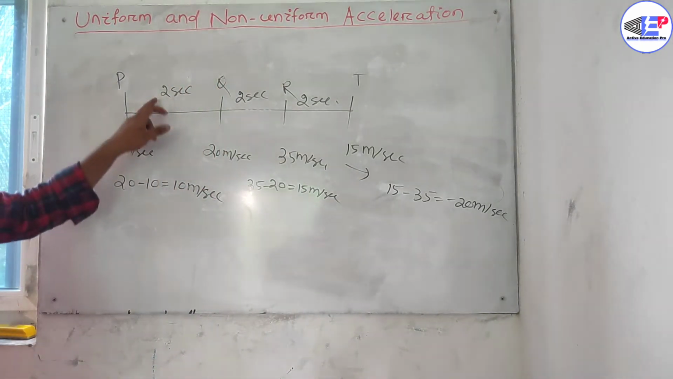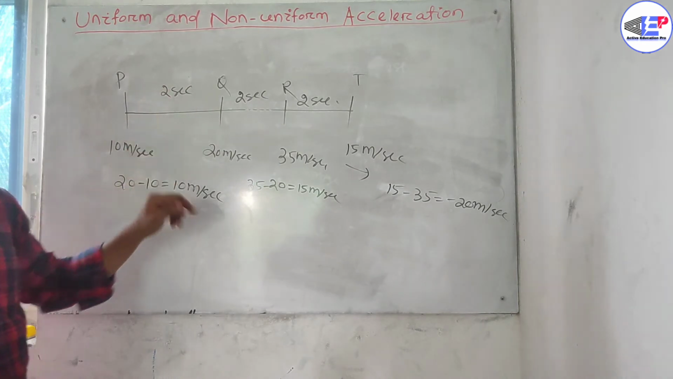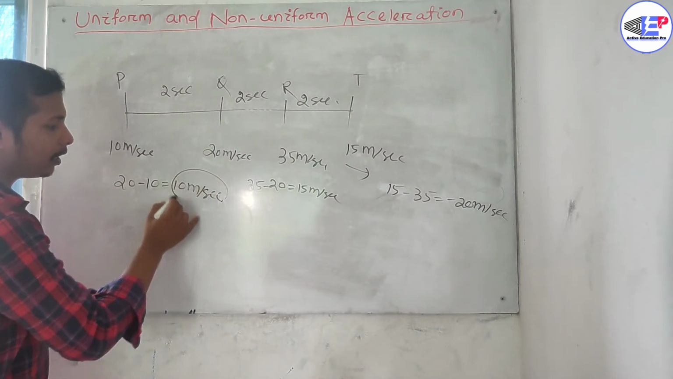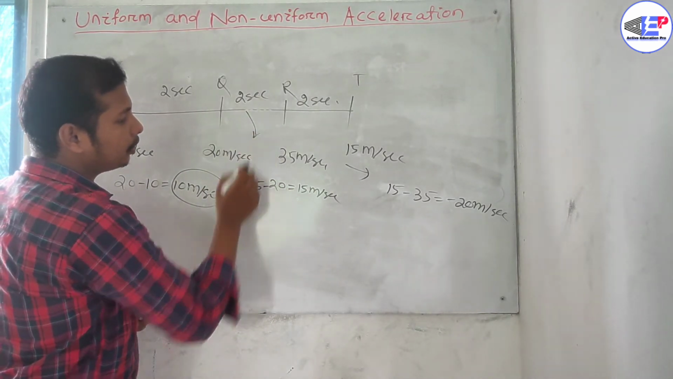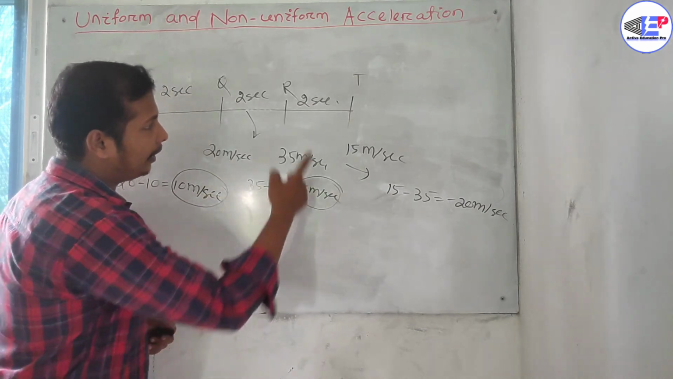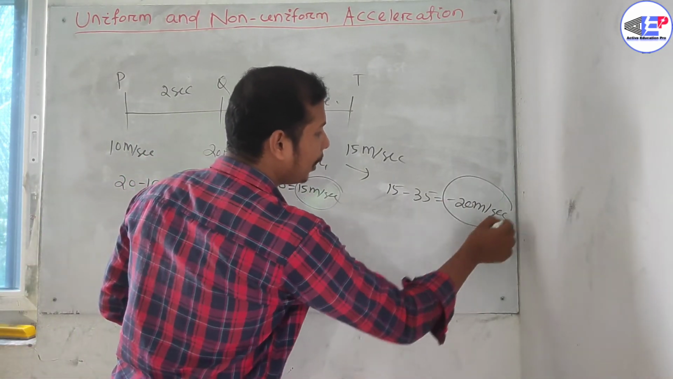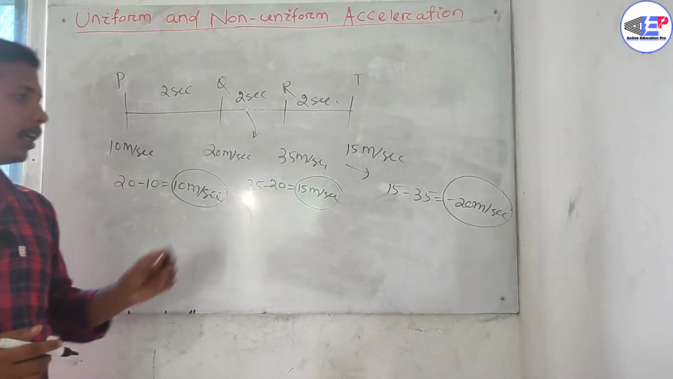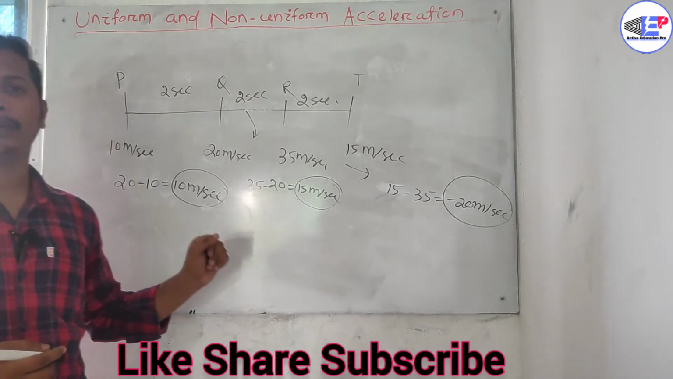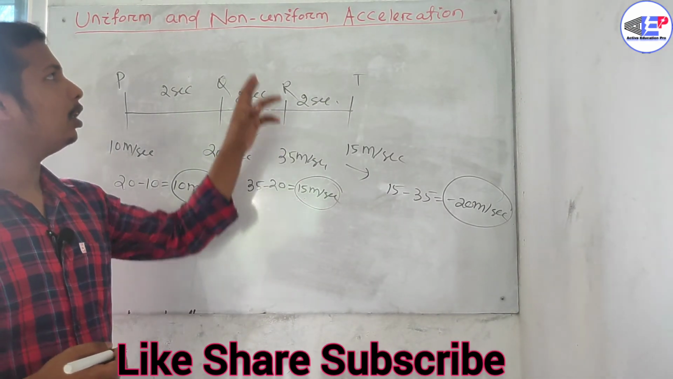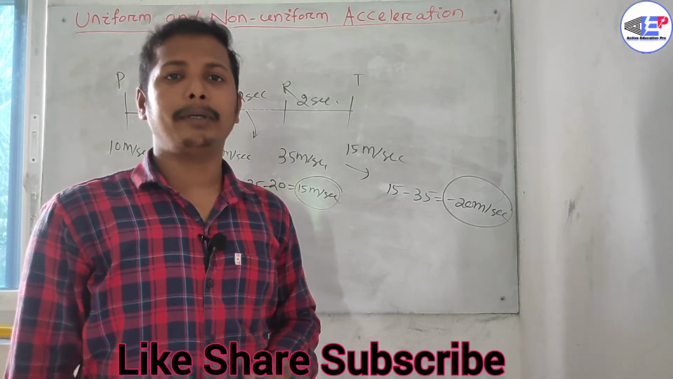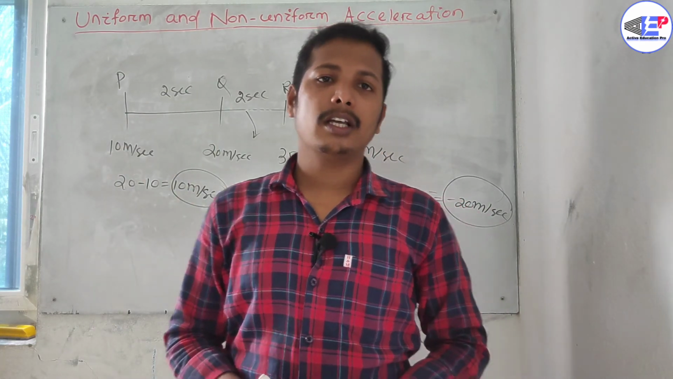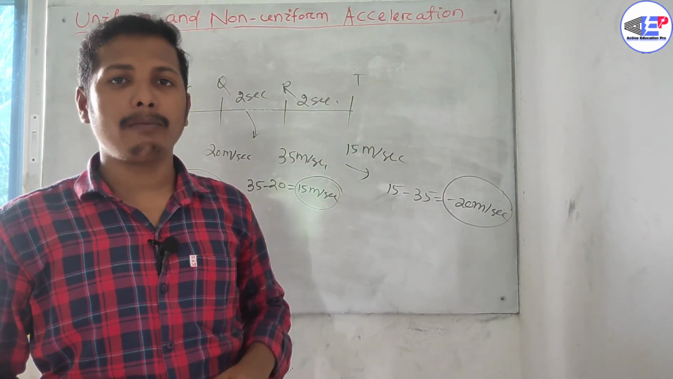So we saw that in an equal interval of time, that is in 2 seconds, its change in velocity is different. Here the change in velocity is 10 meter per second, in segment QR it is 15 meter per second, and in segment RT it is minus 20 meter per second, and it takes equal intervals of time. So we saw that velocity changes by unequal amounts in equal intervals of time. This is called non-uniform acceleration, as the change in velocity is unequal in equal intervals of time.